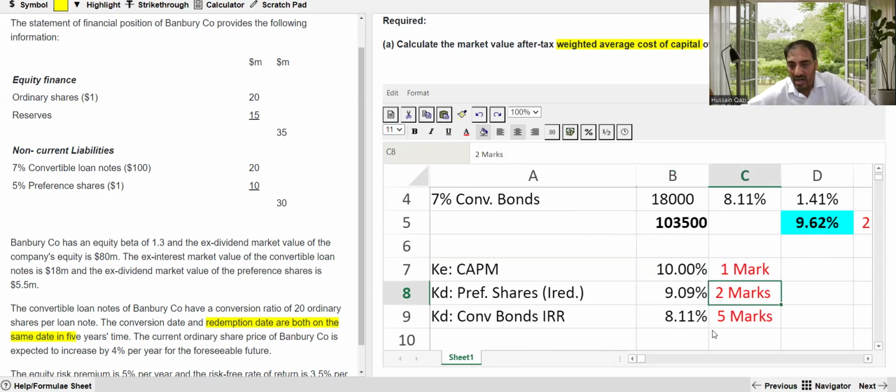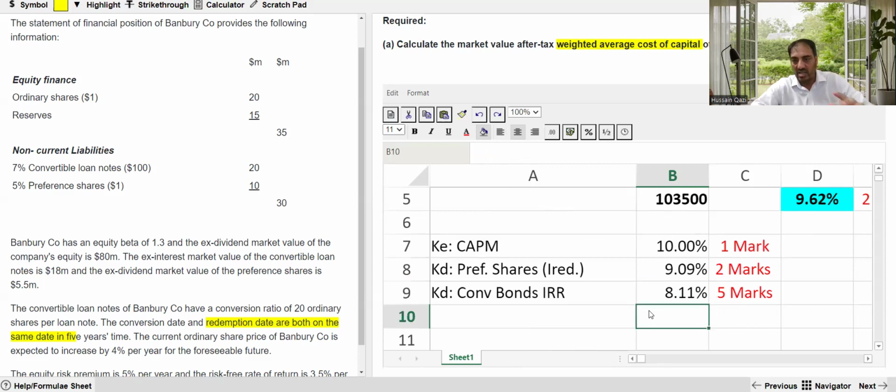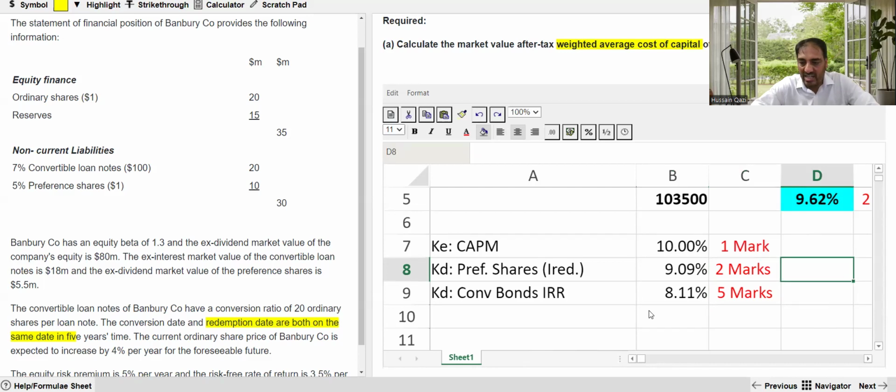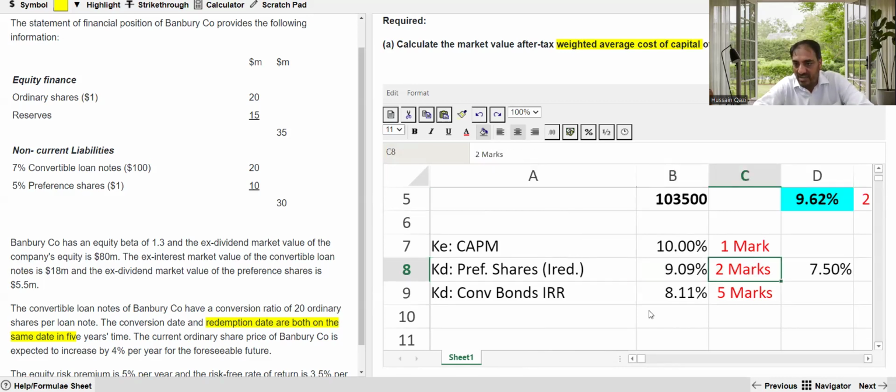But for preference share, this is 2 marks. 2 marks for what? First, calculate the percentage of dividend, numerator 1 mark divided by denominator 5.5 total value. For example, any of the students has made a mistake of numerator or denominator anywhere, and got either 9.09 or, for example, 7.5% by mistake. Some of the figures have been identified wrong. So definitely, you will lose some marks here.